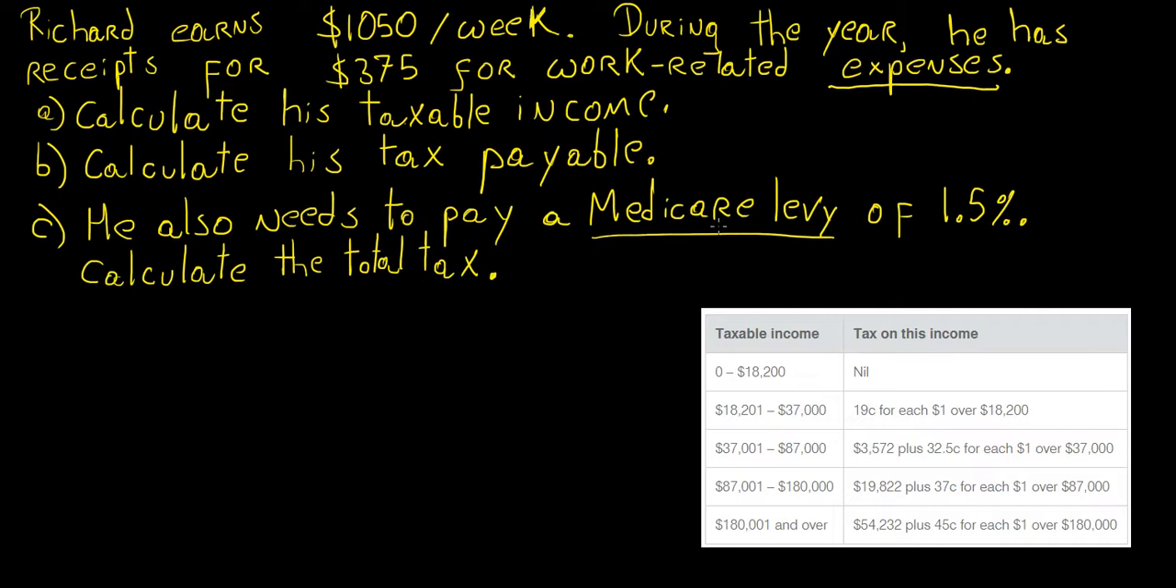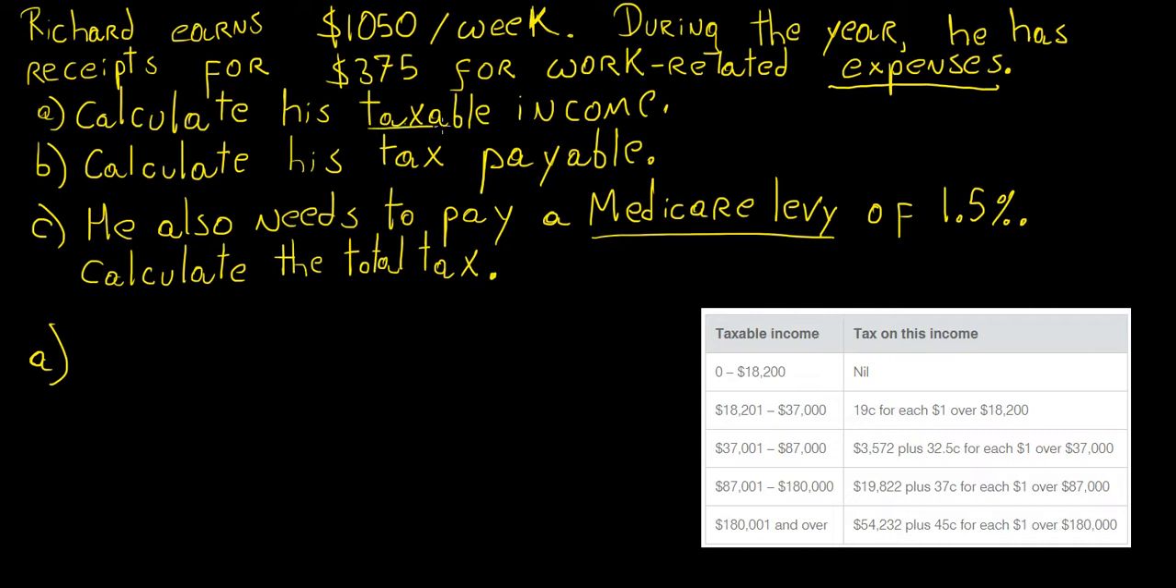So Medicare is essentially just the healthcare that we have in Australia, and a levy basically means that this is kind of like an extra tax that is not included in this little table here, but it is necessary to pay it because it is a service that everyone needs. So in order to make sure that it is being funded properly, we need to pay that extra amount. So at this point, first of all, we're going to start with part A.